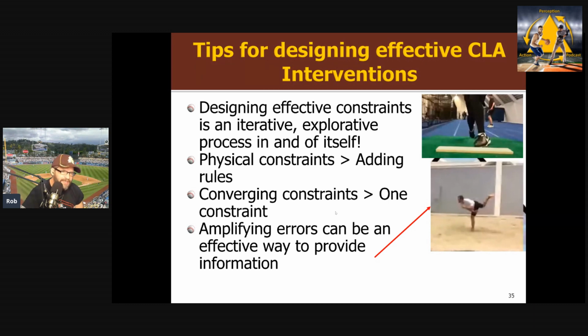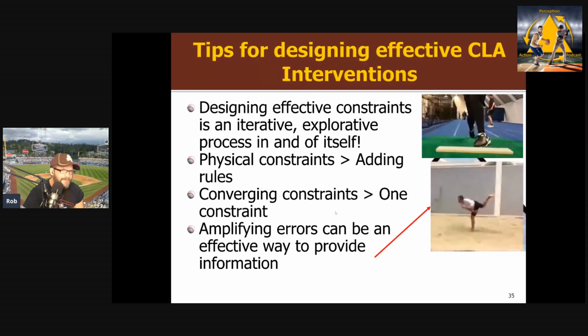And those are fine, but I personally find if you give too many of those, people are too consciously thinking. You've got to remember all those, and it gets difficult. If you can add something that physically takes away a solution instead, like the connection ball, to me, that's much more effective. Another effective thing is coming up with converging constraints instead of just using one.